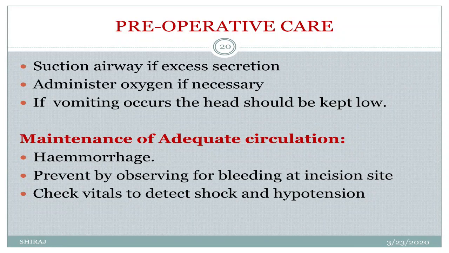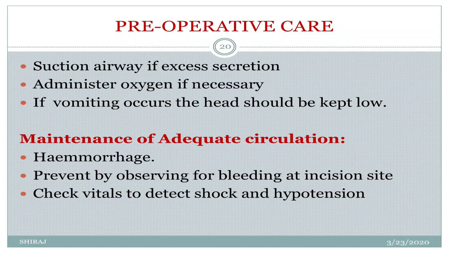Maintenance of adequate circulation. Hemorrhage. You have to make sure that blood is flowing to the various parts of the body, especially the heart, meaning that the heart is pumping and working, and blood is moving out to the various parts of the body so that there is not going to be any form of necrosis at any part of the body. Prevent by observing for bleeding at the incision site. Whenever there is bleeding at the incision site, it is suctioned to make sure the field is very clear for whatever is supposed to be done at the part of the body where the surgery is taking place.